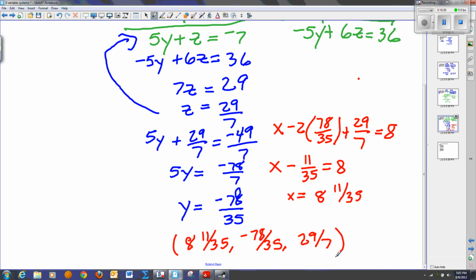And that's all I got. Hopefully the problems I assign you are not going to be as ugly as this, but this just gives you an example of what you can do and use your calculator to find the fractional answers and go from there.